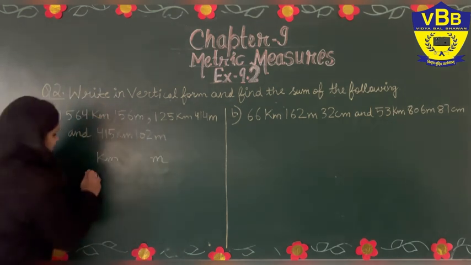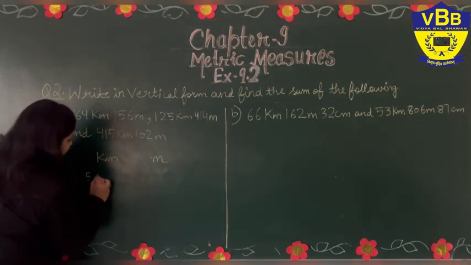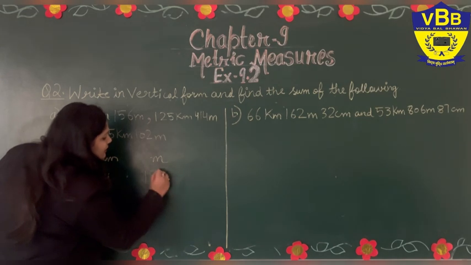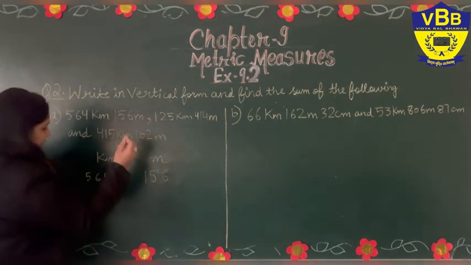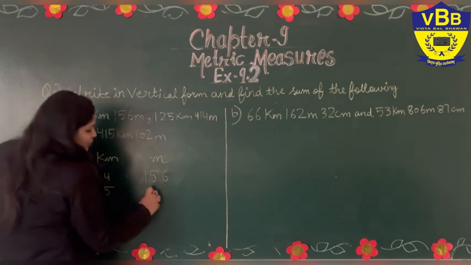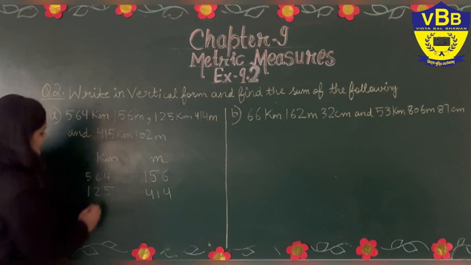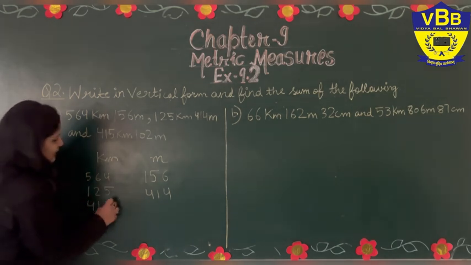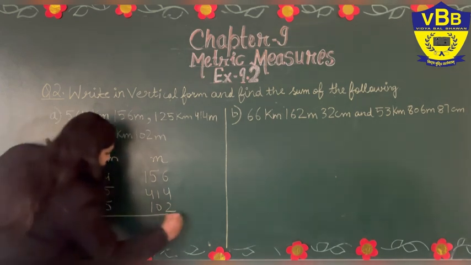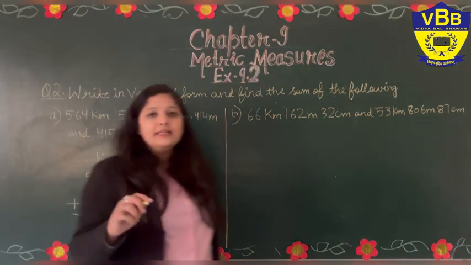Now we will add these terms. We will write the first term, 564 under kilometer and 156 under meter. Then the second term, 125 under kilometer and 414 under meter. Next, the last term, 4115 under kilometer and 102 under meter. Now we will add these terms.